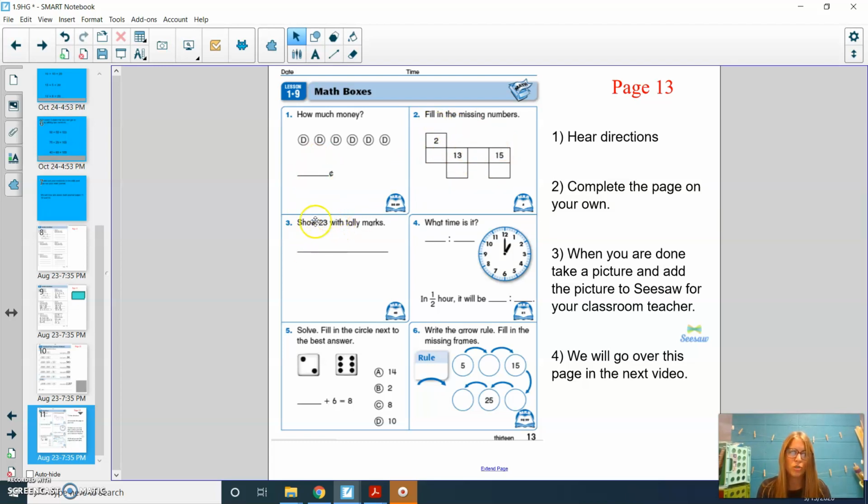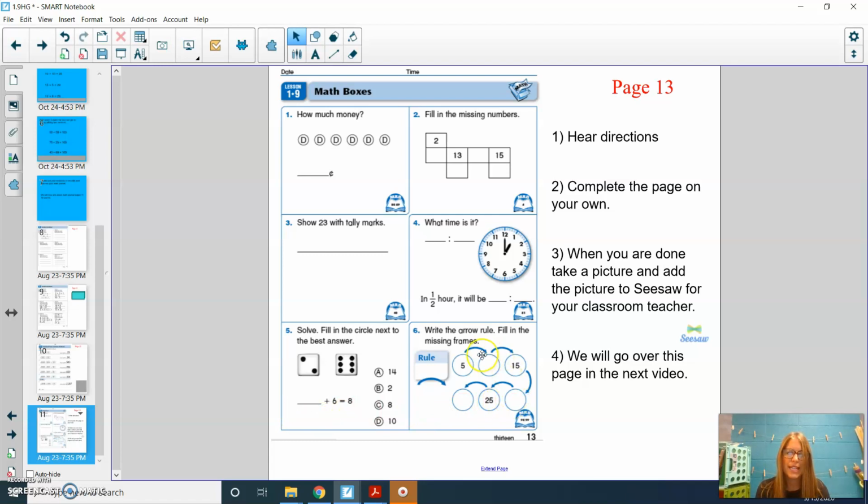For number 3, show 23 with tally marks. For question number 4, there's 2 parts. First, you need to tell me what time is it on the clock right now. And then think, in a half hour, what time will it be? For question number 5, solve. Fill in the circle next to the best answer. If you also want to write your answer on the line too, that would be great.